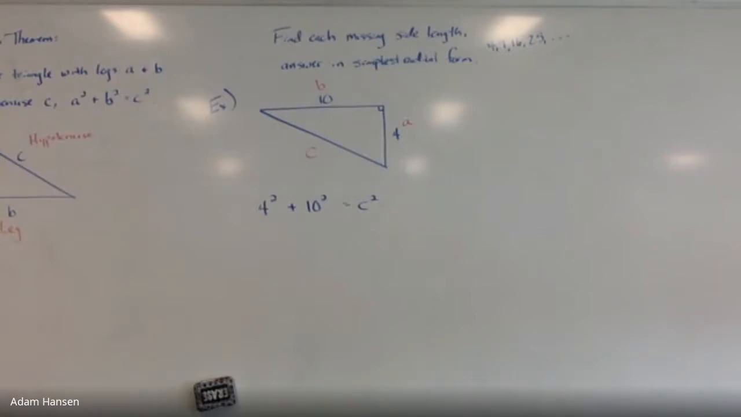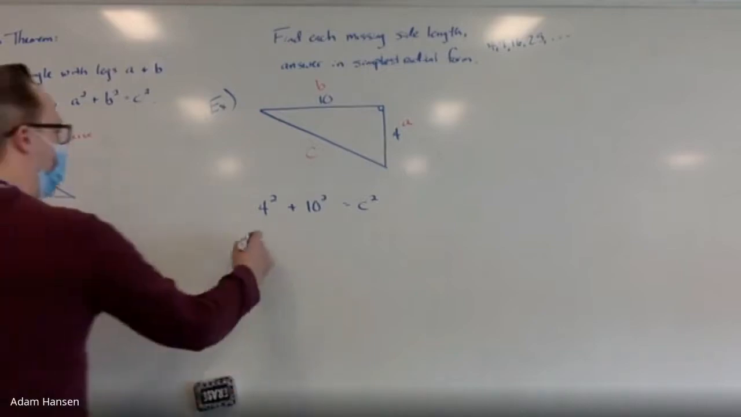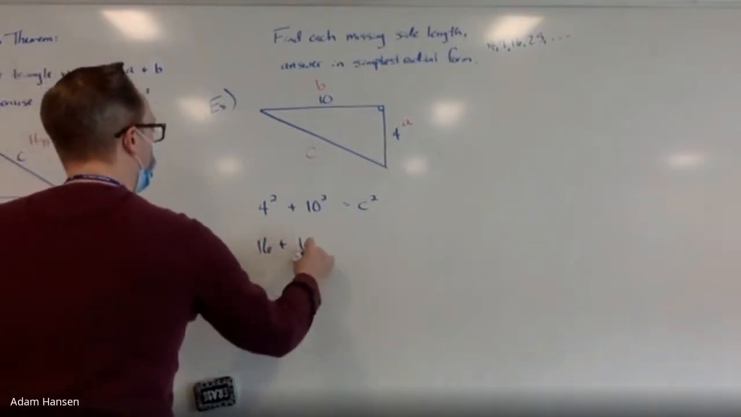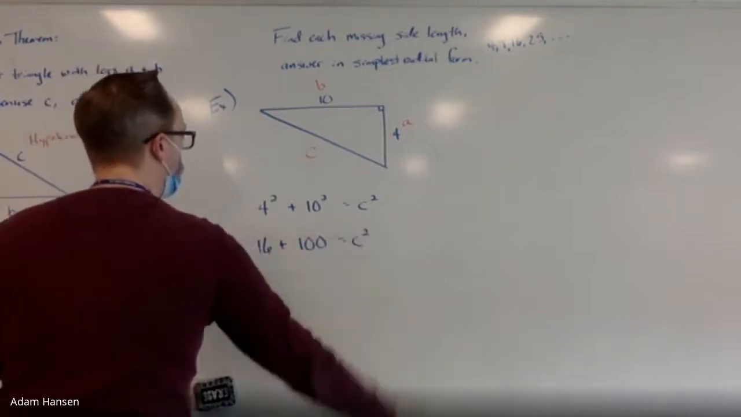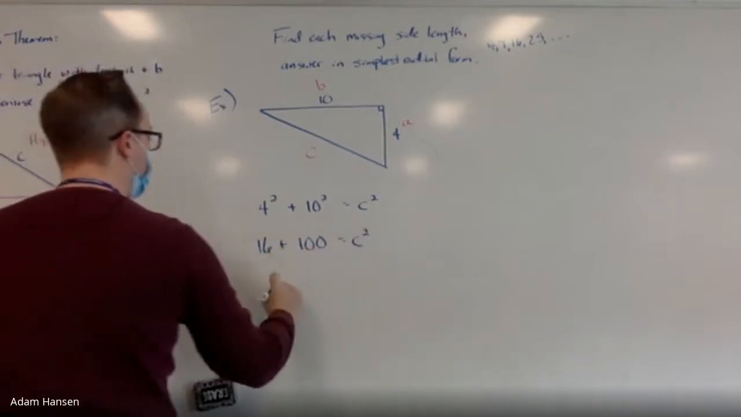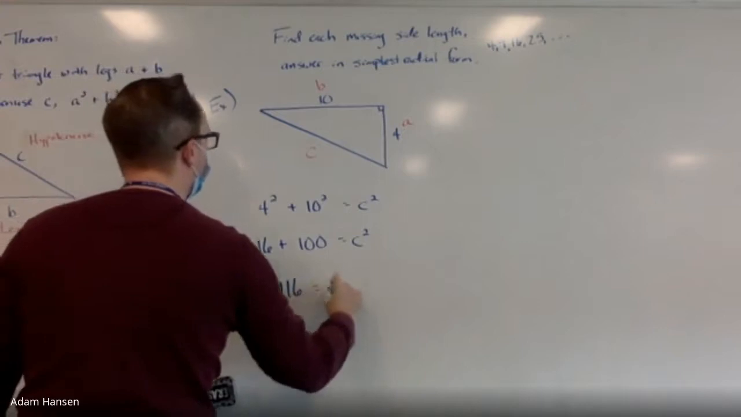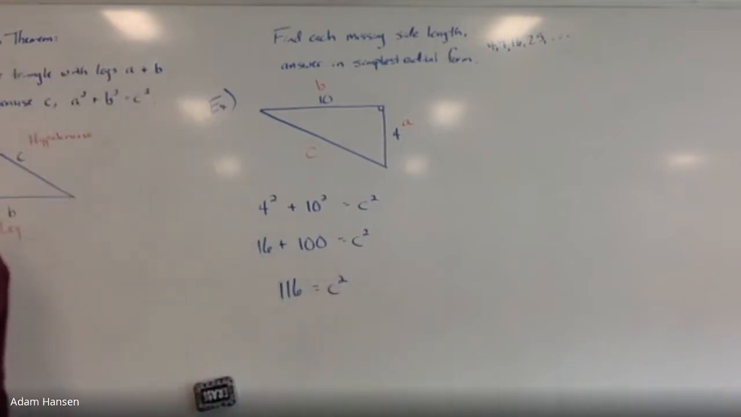What's next? What operation says start where? Exponents. So tell me what's 4 squared? What's 10 squared? 100. 16 plus 100 equals C squared on the right. 100 plus 16 makes 116. I'm left with 116 equals C squared. I need to solve for C.